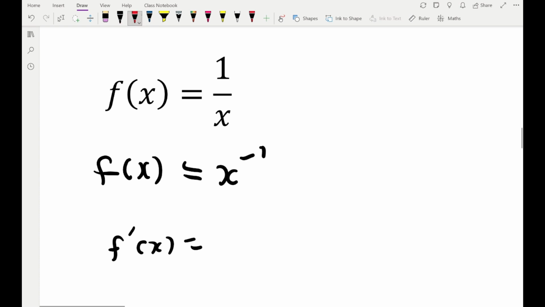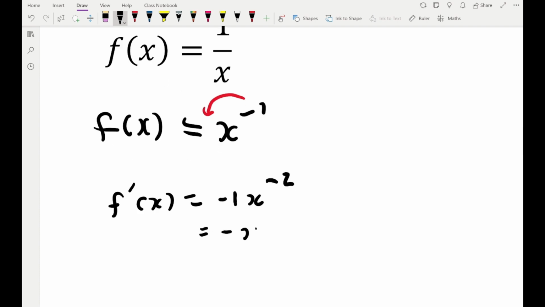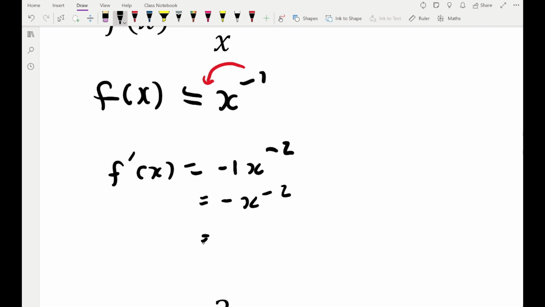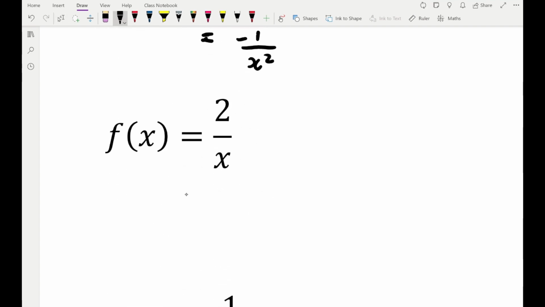So what's going to happen? Well, the power is going to come out the front. So we're going to get minus 1x, and we drop the power by 1. What's 1 less than minus 1? Well, it's minus 2. So this becomes minus x to the minus 2. And if we think about what a power of minus 2 actually means, this becomes minus 1 over x squared.